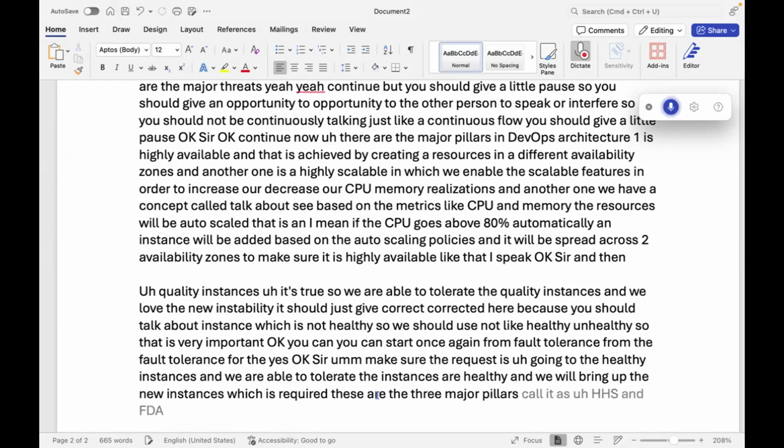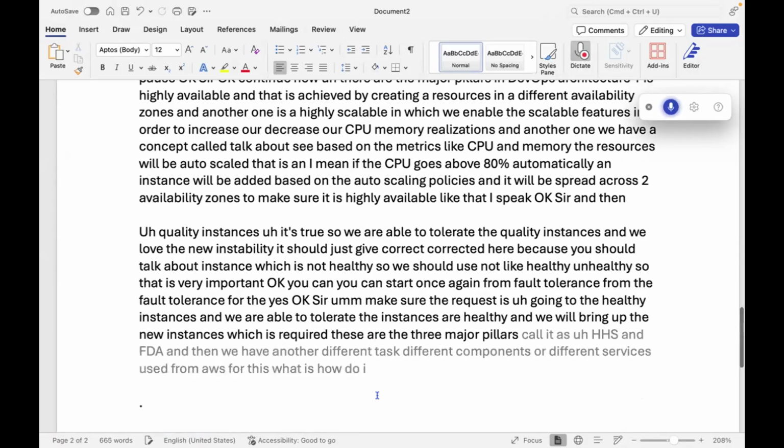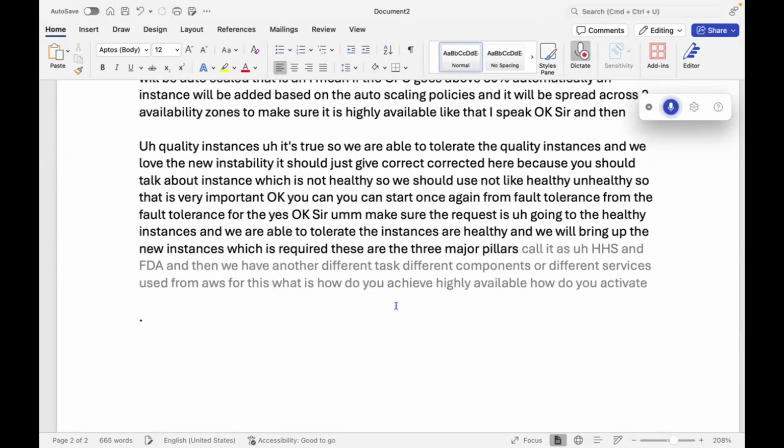What are the different components or services used from AWS for this? How do you achieve highly available? How do you achieve highly scalable? How do you achieve fault tolerance? What are the three different services?